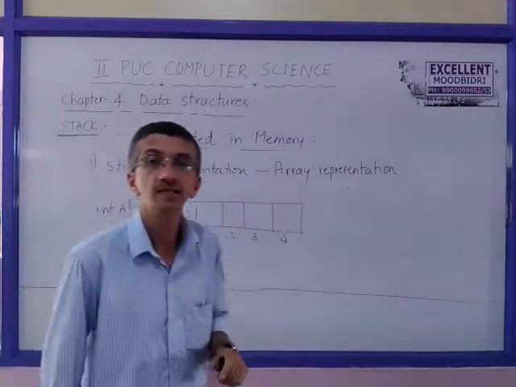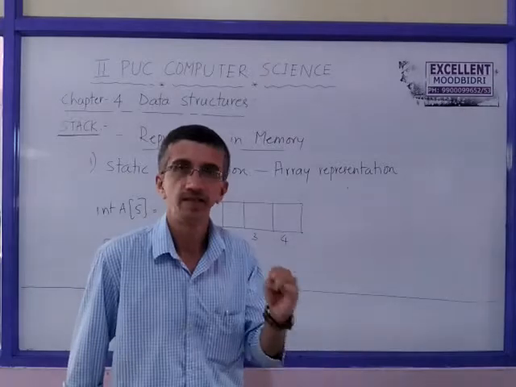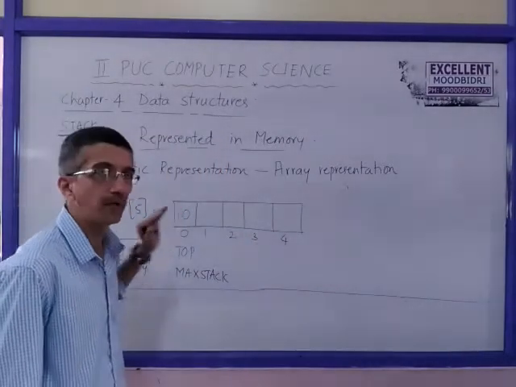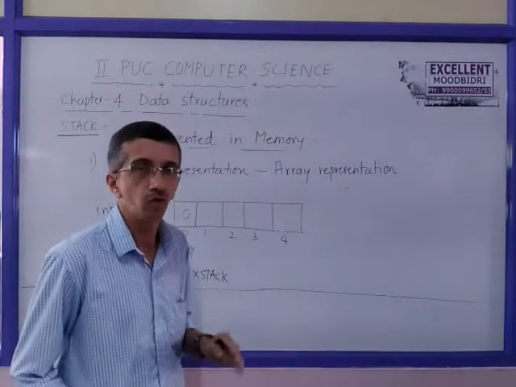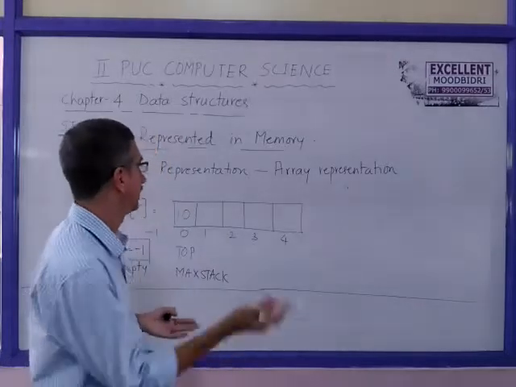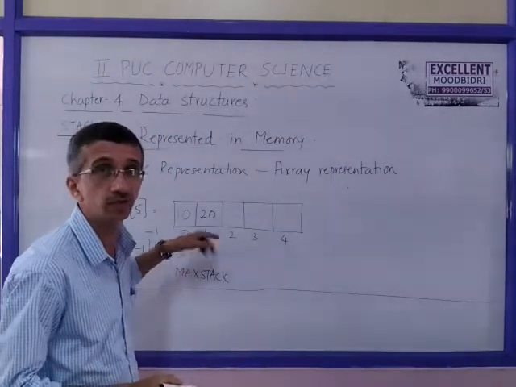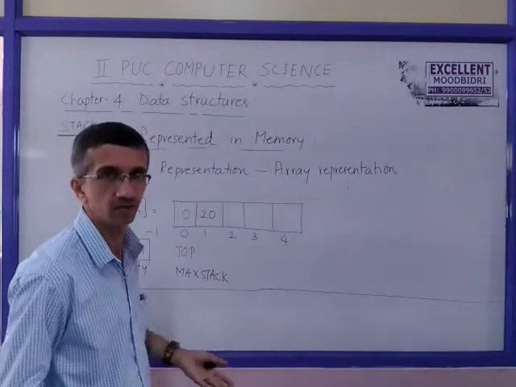Top indicates the latest item present in the stack. So we require two variables here. Operation on a stack will be done only at the top end. Now suppose you add one more item, 20. It has to be at the next location because we are having an array. Correct? Where do you store the item? In the next location.